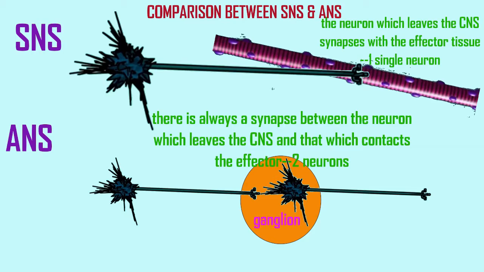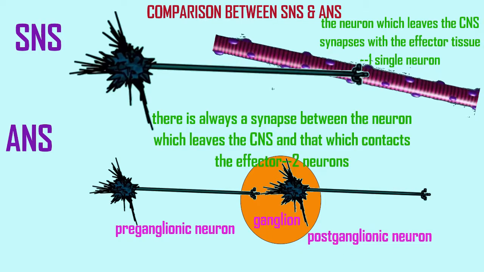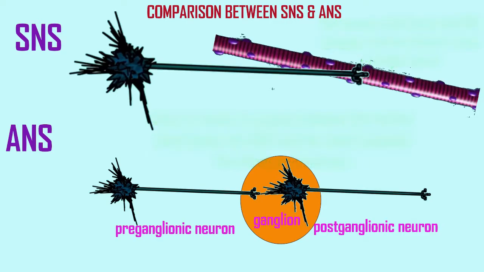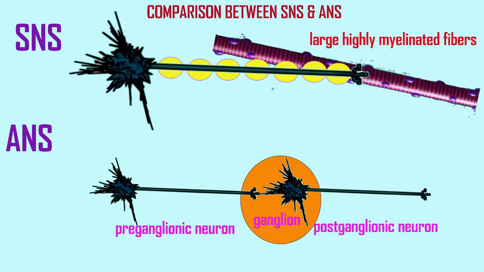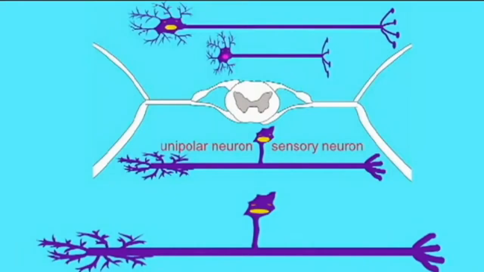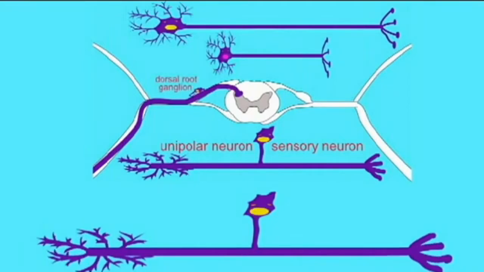Now, where does the soma for the second neuron belong? Well, a cluster of soma in the central nervous system is referred to as a nucleus. Outside the central nervous system, it is referred to as a ganglion. You may recall that outside the spinal cord, there are dorsal root ganglia which have the soma of sensory neurons. They are called ganglia because they contain soma and are outside the central nervous system.